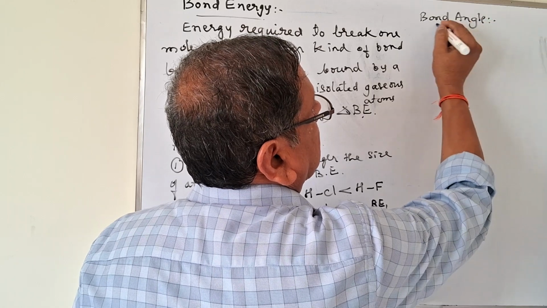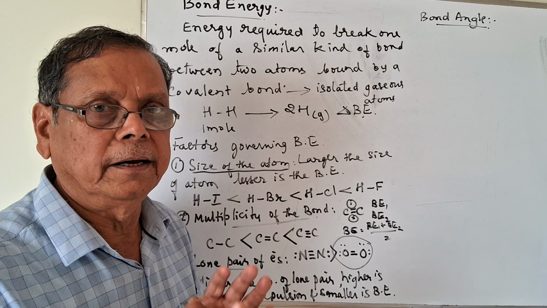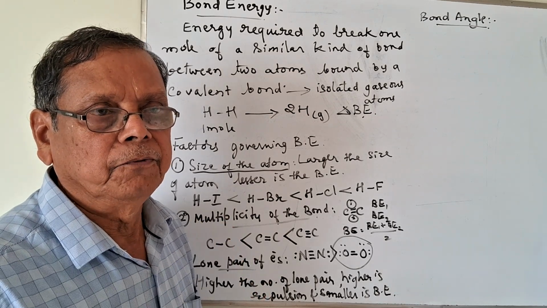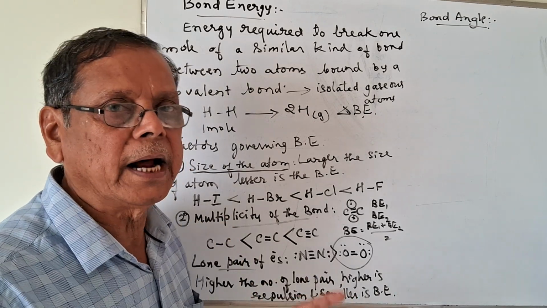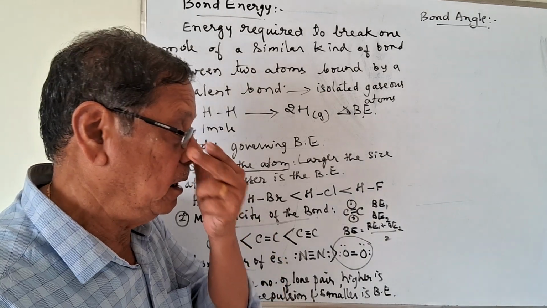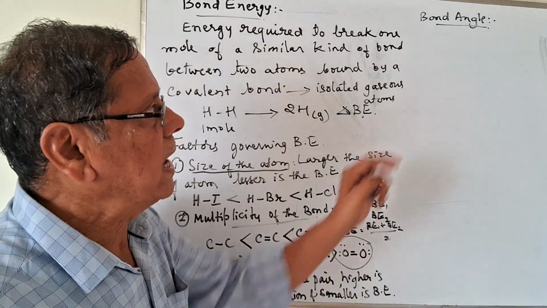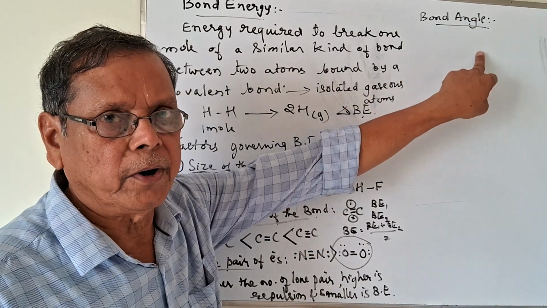Bond angle. Suppose you consider two bonds for the central atom, with two other atoms bonded to the central atom by means of a covalent bond. Then there will be some angle between the two bonds. Such an angle is named as the bond angle.